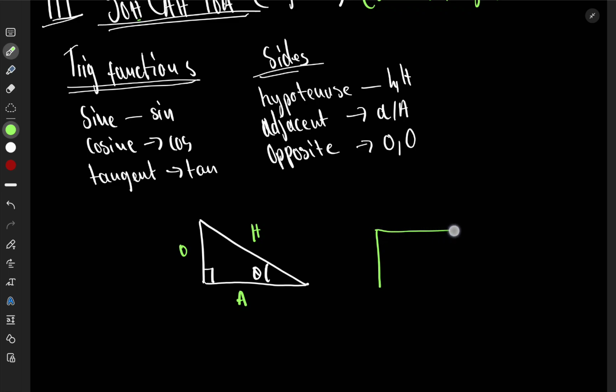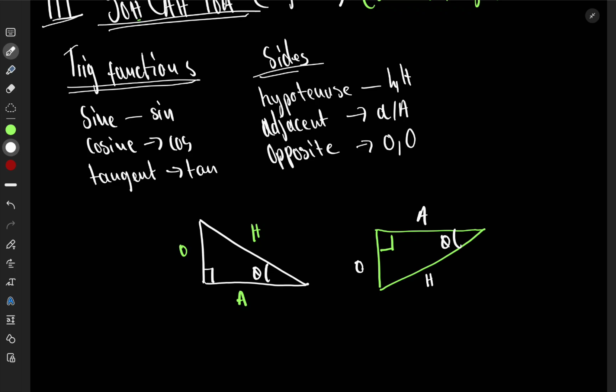Okay, let me put a triangle like this. Right angle, and then let's put theta up here. So here's your theta. You first go opposite the right angle. That's going to be your hypotenuse, H. Then opposite the angle is going to be your opposite side. Then the third one is going to be adjacent. So that's what you need. That's all you've got to do.